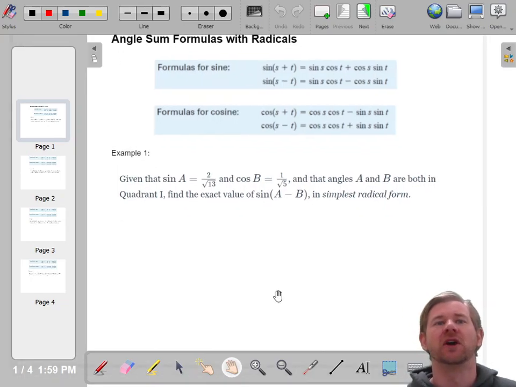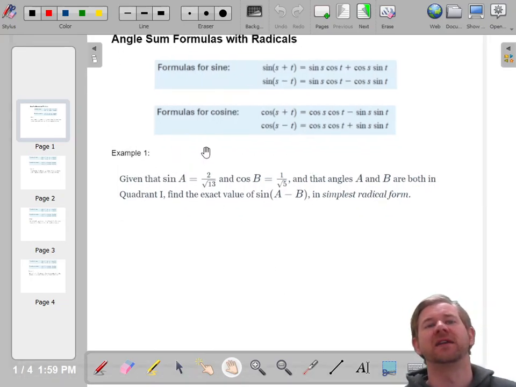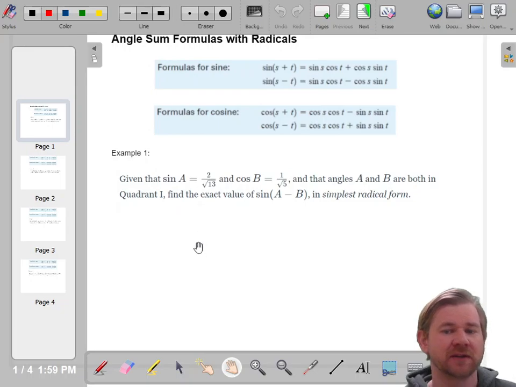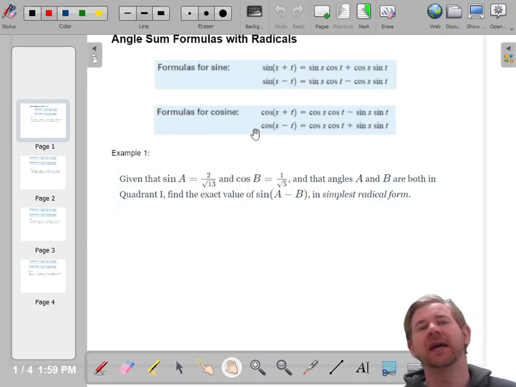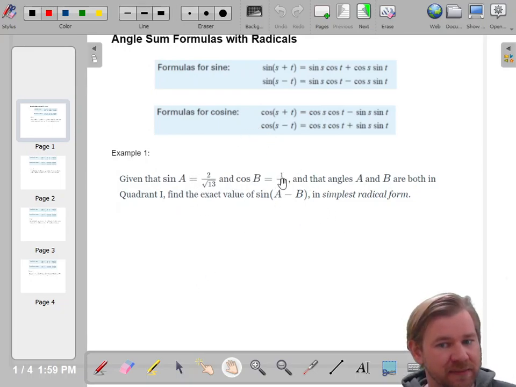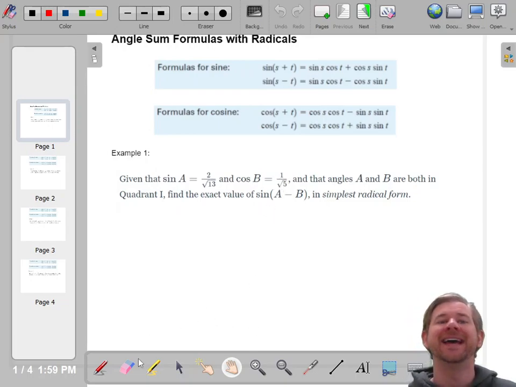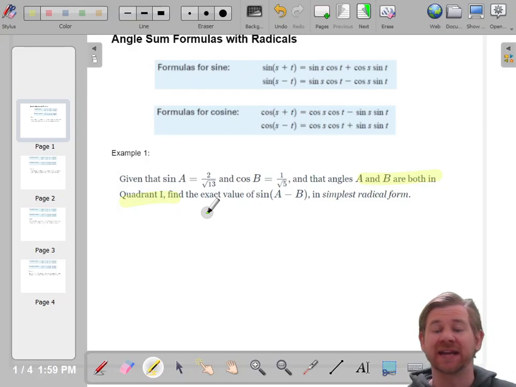Let's try one. So first it says, given that sine of A, that's opposite over hypotenuse, is 2 over radical 13, and the cosine of B, adjacent over hypotenuse, is 1 over radical 5, and they're both in quadrant 1, okay? So we don't need to worry about anything being negative. Find the exact value of the sine of A minus B.